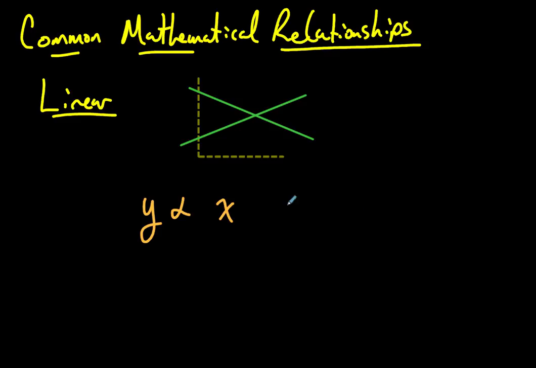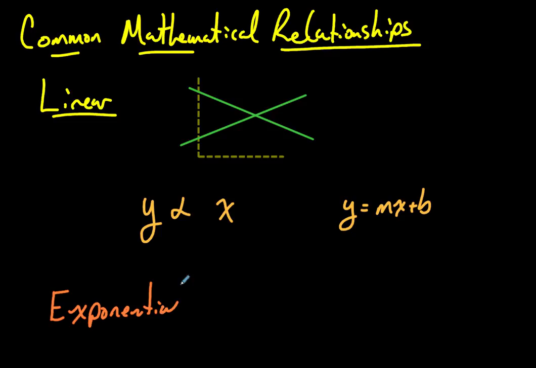This is the kind you're used to, usually described as y equals mx plus b. Sometimes b is 0, so you might not see it there, but that's the general form for this one. Very common, pretty standard. Then from there, usually you start to learn about exponential relationships.